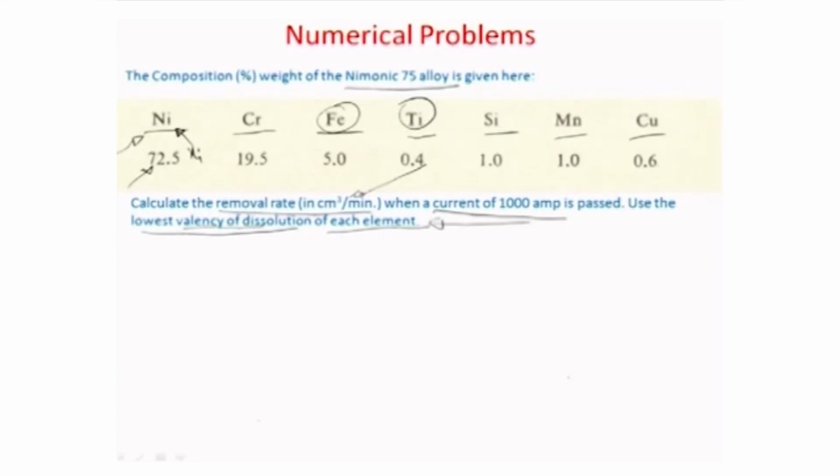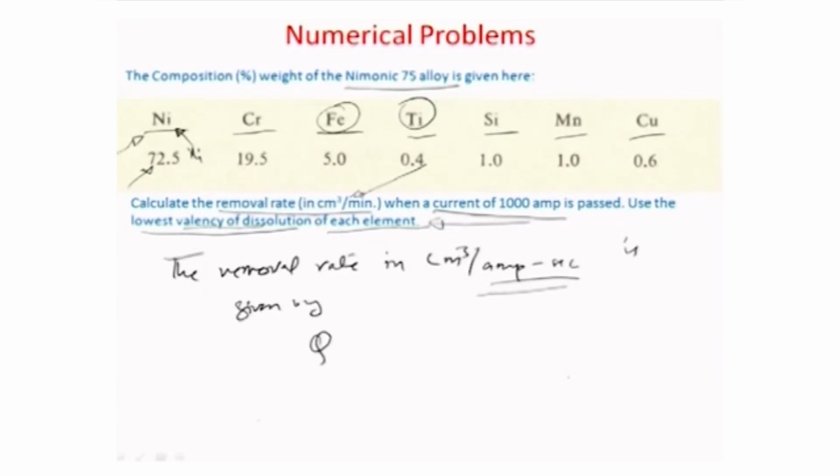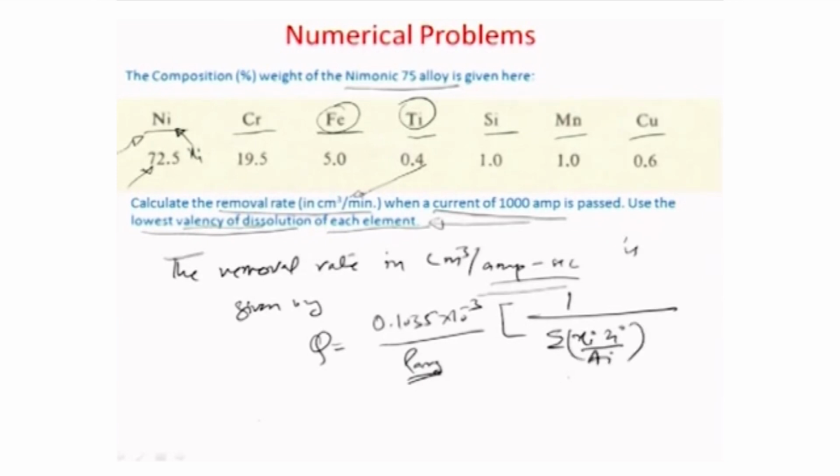The first thing that comes to our mind is what the material removal rate of an alloying system would be, as we derived and found out in the last 1 or 2 slides, in centimeter cube per unit charge, per second. It is given by 0.1035 times 10 to the power of -2, that is about 1 by the Faraday, 96,500 coulomb, times the rho average, which we have to find out, times 1 by sigma xi zi by ai. This rho average is something we need to determine for the particular alloy.